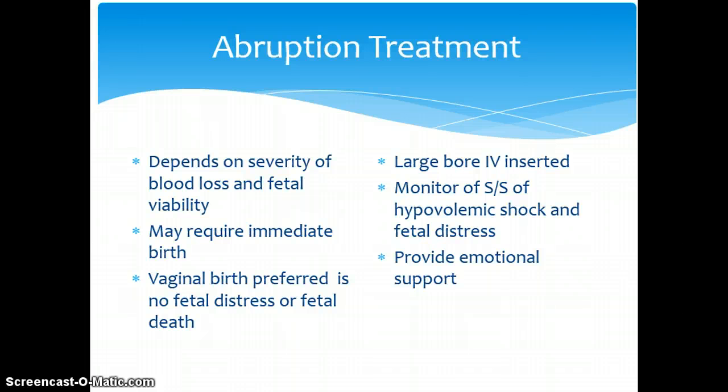A vaginal birth is preferred over a C-section if there's no fetal distress or fetal death. If the baby is not in distress, obviously we want to try to have a vaginal delivery, or if the baby is stillborn, there's really no need to do a C-section, which is a surgical intervention. Obviously, with the abruption treatment, because we are dealing with blood loss, we may have a large bore IV inserted. We'll monitor for signs and symptoms of hypovolemic shock and fetal distress and provide emotional support to the mom. It's always important to let them know the interventions and what is going on during treatment.